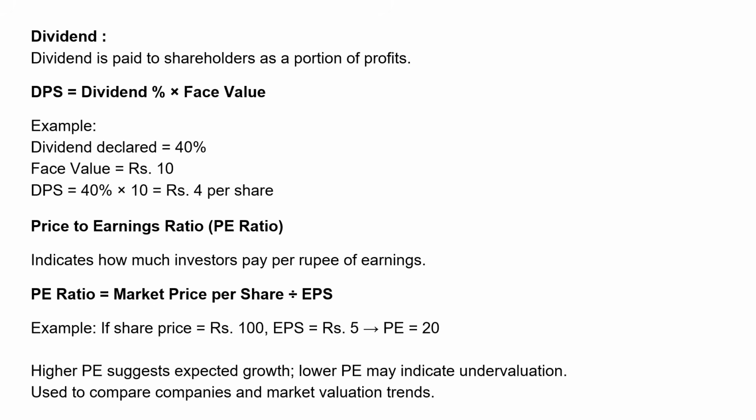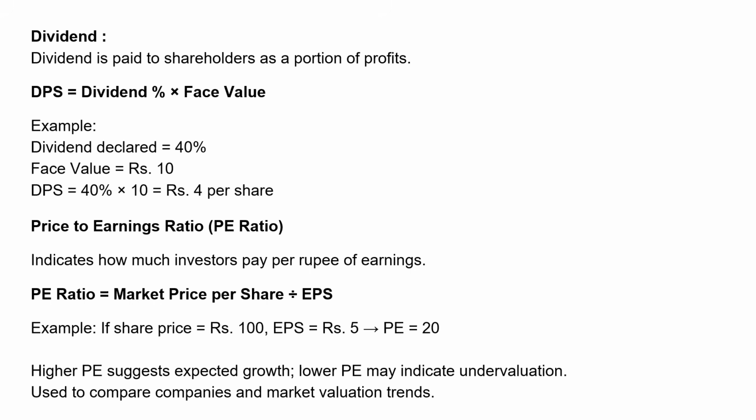Dividend is paid to shareholders as a portion of the profit. How is dividend calculated is something that I had explained you even earlier. Let's go through it once again. Dividend is calculated as dividend percentage multiplied by face value. For example, dividend declared is say 40% and the face value of the company is, let's say, 10 rupees. So 10 multiplied by 40% is going to give you rupees 4 per share. So if this person has say 100 shares, then he will get 400 rupees, that is rupees 4 per share.